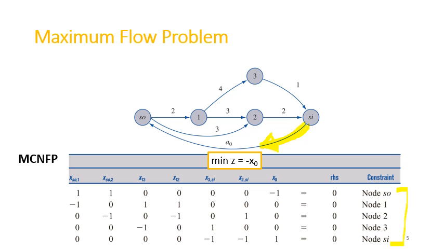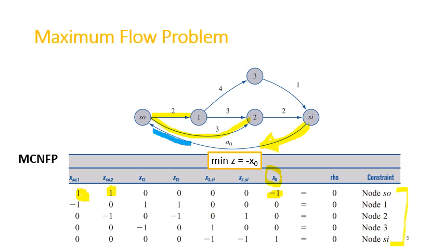For the node source, we see that it goes out from source to 1 and source to 2. So source to 1 is 1, source to 2 is also 1, and then it receives something from the sink. So the flow from the sink to the source is denoted by x0, and then as usual, if it is an inflow, then the sign is negative.